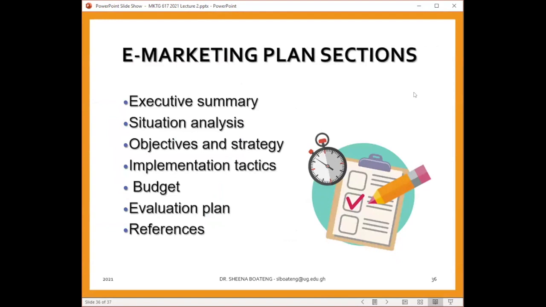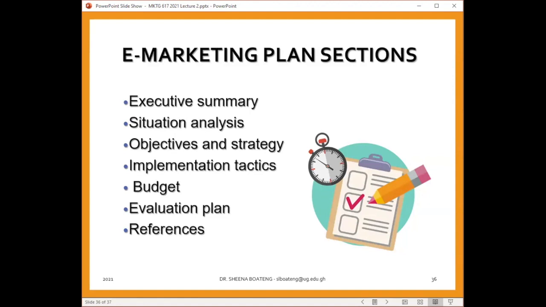Now, the first part of the e-marketing plan that usually appears is the executive summary. The executive summary basically summarizes all that is contained in the e-marketing plan document, right? It gives us a snapshot of each of the sections: the situation analysis, the objectives, the implementation tactics, the budget, and then perhaps the evaluation plan to help to keep us on course.